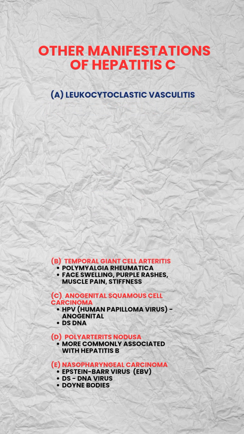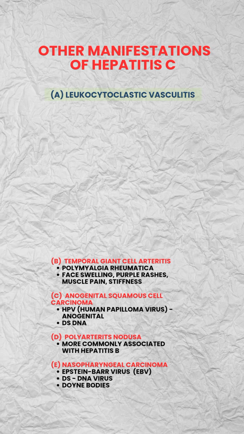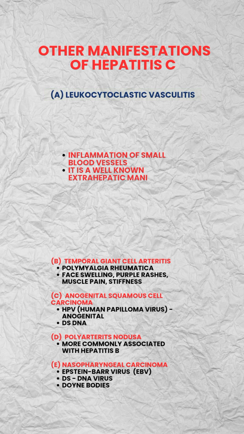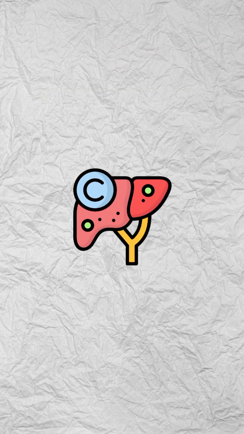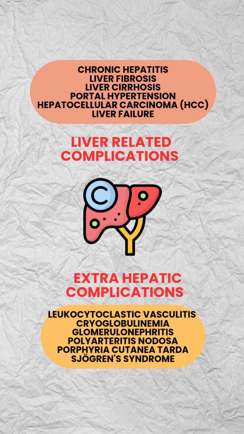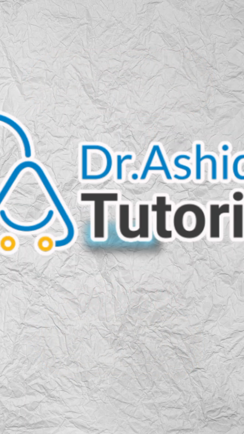This leaves us with option A, leukocytoclastic vasculitis, which is the correct answer. This condition, characterized by inflammation of small blood vessels, is a known extrahepatic manifestation of hepatitis C, often presenting with palpable purpura. Remember, when you see hepatitis C in a clinical question, always think about its liver-related complications as well as its potential systemic effects like vasculitis, cryoglobulinemia, and more.